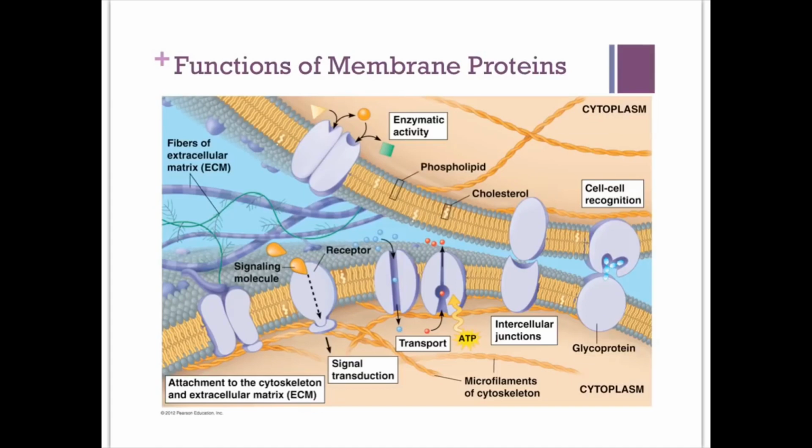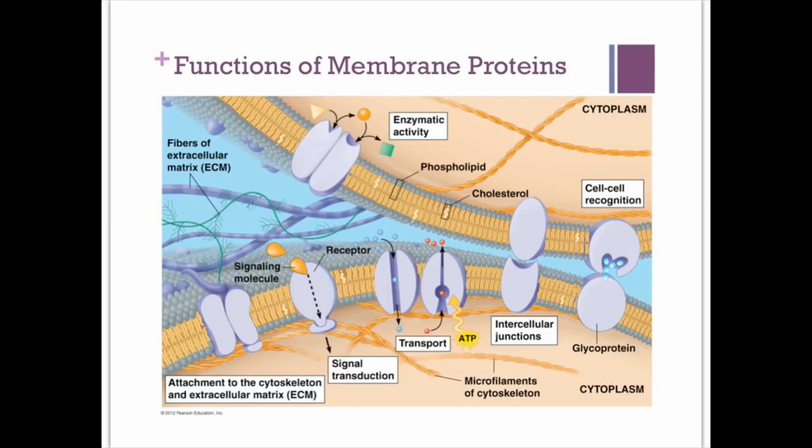Proteins can function in signal transduction, where if I have a signaling molecule like a hormone, it will attach to this receptor protein and then send a signal inside the cell. Some proteins work as transport to help move things in and out of the cell. For intercellular junctions, inter means between, so there are some proteins that attach one cell to another. This is especially important in animal cells, which don't have cell walls, to bind their cells together.